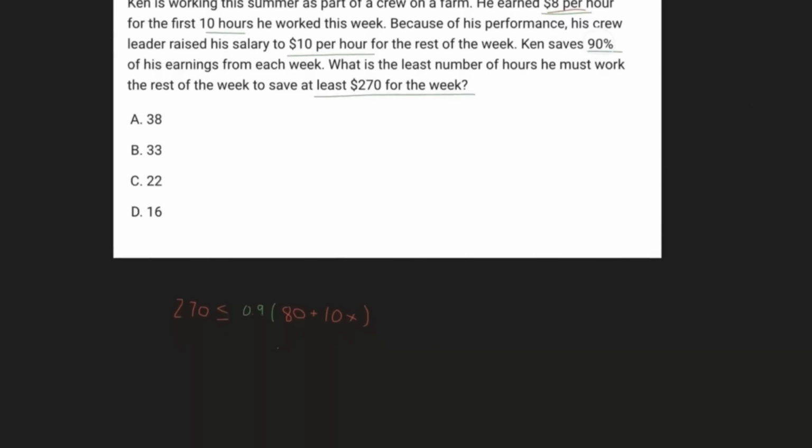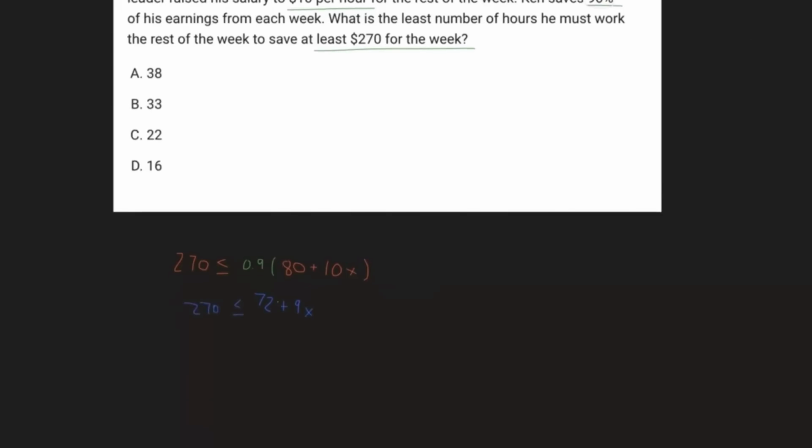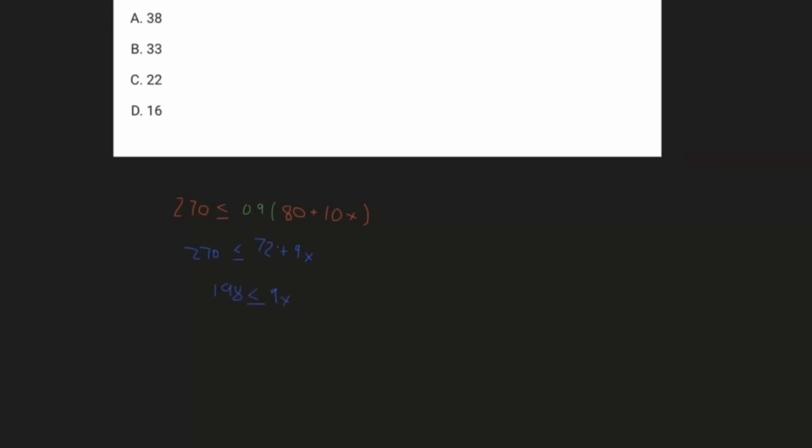So 0.9 times 80 is going to give us a value of 72. 0.9 times 10x is going to be plus 9x. Set this greater than or equal to 270. Okay. And so we want to subtract 72 from both sides because we're isolating for x. And so we get 198 is less than or equal to 9x. Divide both sides by 9 and we get a value of 22 is less than or equal to x.